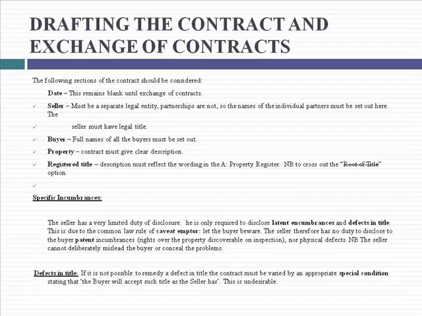Defects in title. If it is not possible to remedy a defect in title, the contract must be varied by an appropriate special condition stating that the buyer will accept such title as the seller has. This is undesirable.